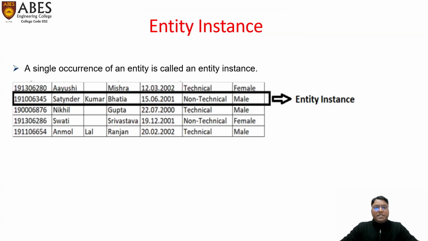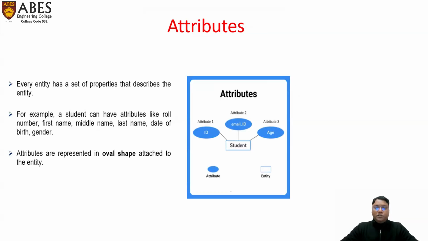A single occurrence of an entity is called an entity instance. As you can see in the table, a single occurrence of an entity, like if you consider Satyendra Kumar Bhatia's data, then a single row is called an entity instance. It will show the instance at which the particular data is recorded or retrieved. Now, attributes. Every attribute has a set of properties that describes the entity.